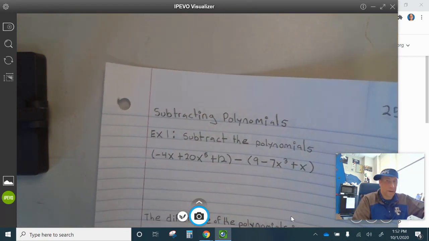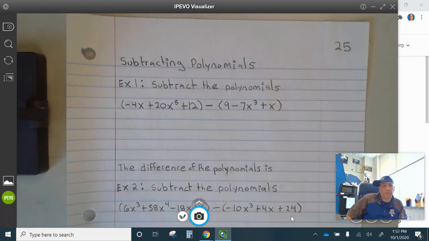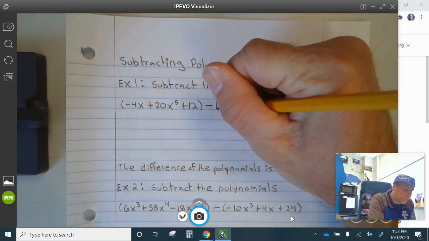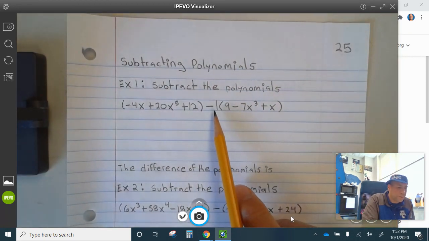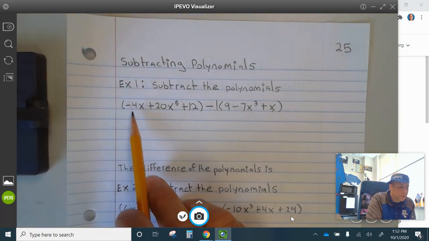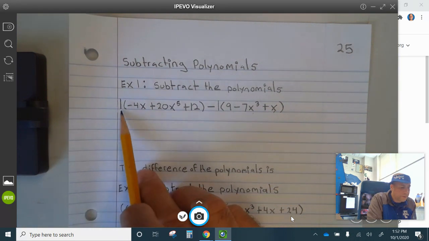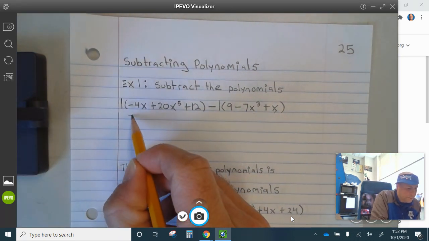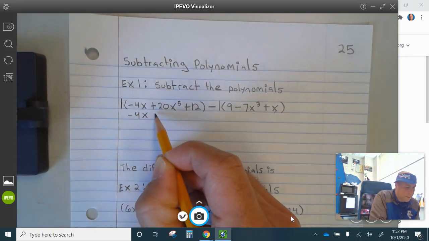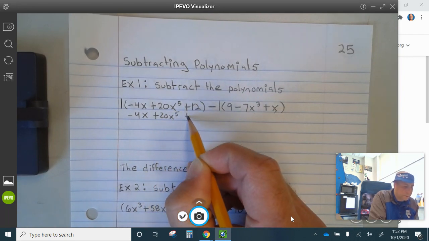Okay. Now let's take a look at the examples. Again, journal page 25, subtracting polynomials. Example 1, subtract the polynomials. First thing you need to do is put a 1 in front of the parentheses. You need to distribute this -1 to these terms first. We're not going to do anything here because this is a 1 in front of that parentheses, so 1 times anything is itself. So we have -4x plus 20x to the 5th plus 12.